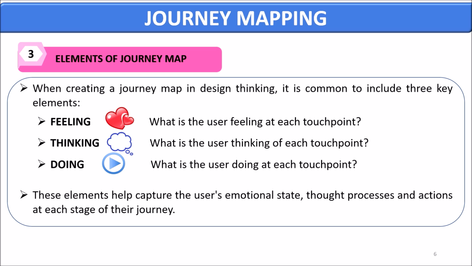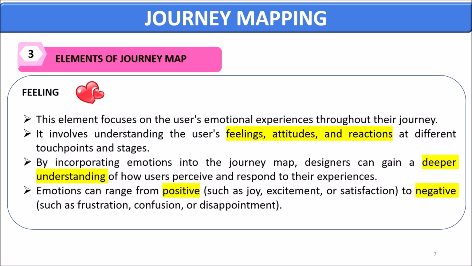So these are the three parts in journey mapping. Feeling: what is the user feeling at each touch point? When creating a journey map in design, it is a common key point that we need to include. Next is thinking: what the user is thinking at each and every touch point. Doing: what the user is doing at each and every touch point. That's what I say: feeling, thinking, and doing at each and every point fit together.